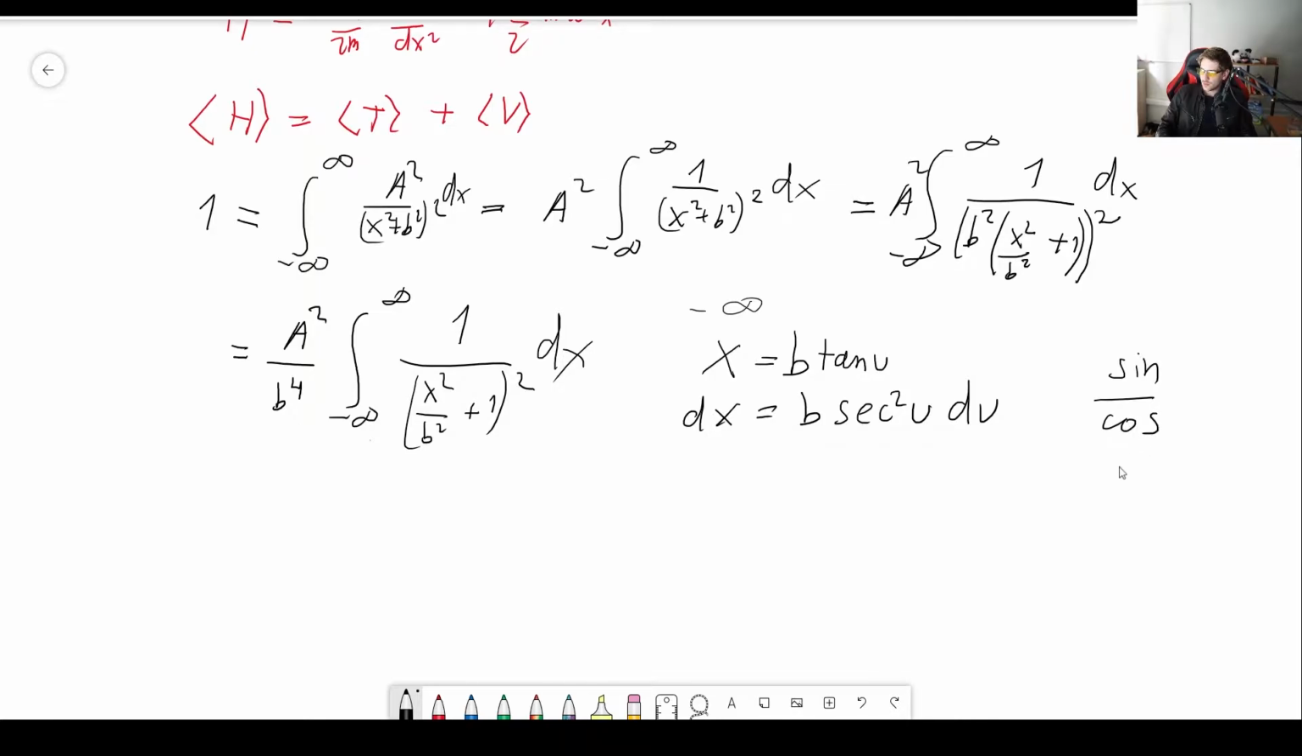Well, if we want this to be, basically, when does this go to minus infinity? Whenever cosine goes to 0, but from the negative side, right? And when does that happen? Well, at minus pi over 2. And so the minus infinity will now correspond to minus pi over 2. And similarly, infinity will correspond to pi over 2.